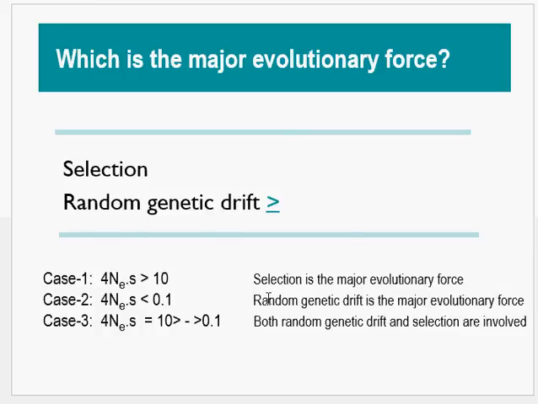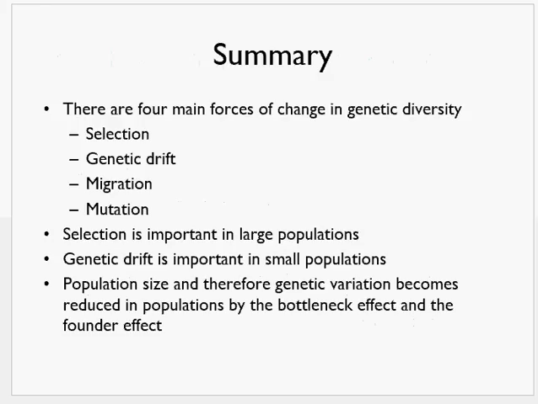Okay? So in summary for this particular little video on conservation genetics, there are four main forces of change in genetic diversity: selection, genetic drift, migration, and mutation. Selection is important in large populations, and it acts to change the genetic variability and the genetic composition. Quite often the genetic variability is maintained because there is a large enough population so that sampling error is not an issue. Genetic drift is important in small populations.